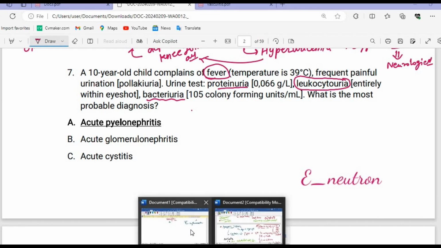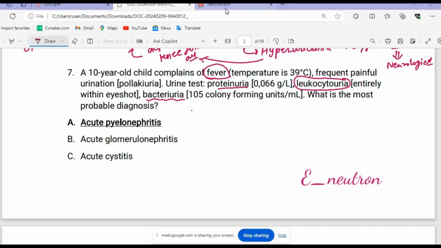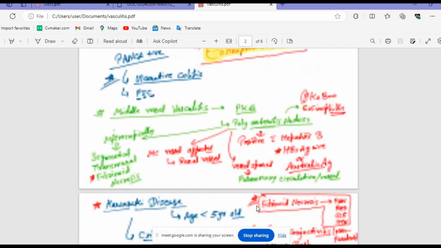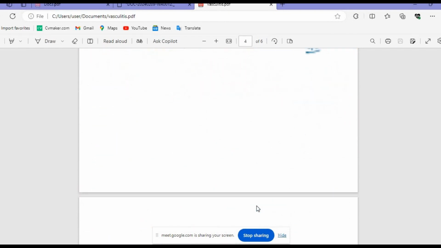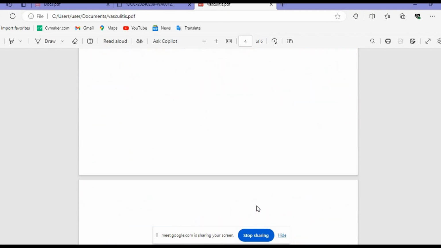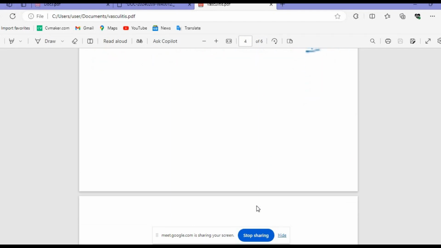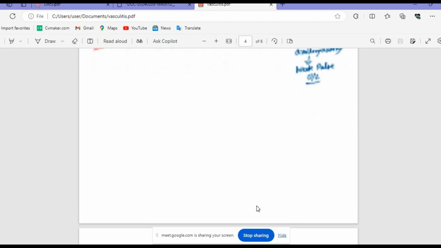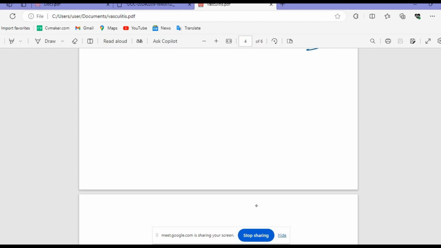So let's come here. I think we will be able to cover this in this PDF. Yes, we have the space, so we can complete it here. Okay, we have pyelonephritis.